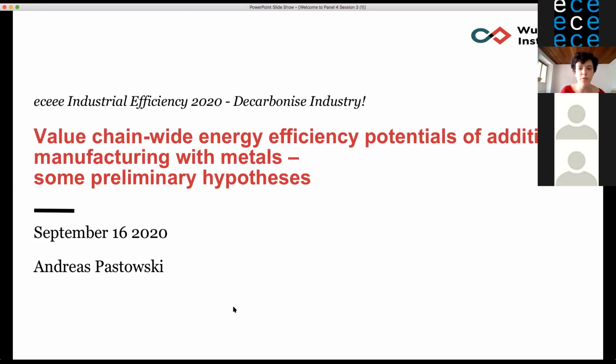Andreas Pastowski from Wuppertal Institute for Climate, Environment and Energy will present us a new perspective on how to achieve efficiency while using additive manufacturing with metals, or how to reduce material consumption and increase energy efficiency. And he will focus on wire arc additive manufacturing and present us some results from the reInvent project. Andreas, the floor is yours.